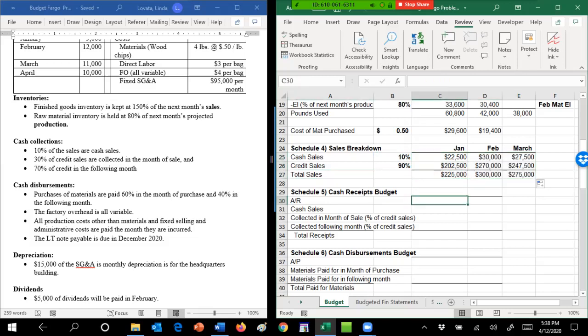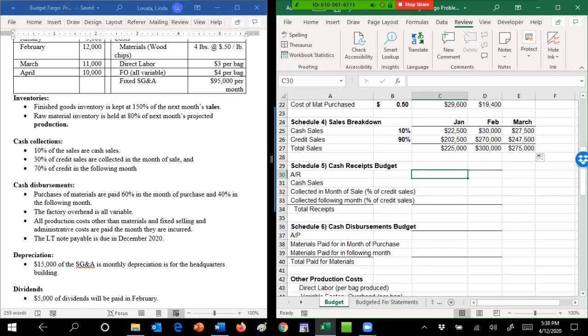And clearly your cash sales are collected in the month of the sale because they're cash. So we can just copy those. And then again, you just have to read. Every problem's going to be different on how these percentages lay out.